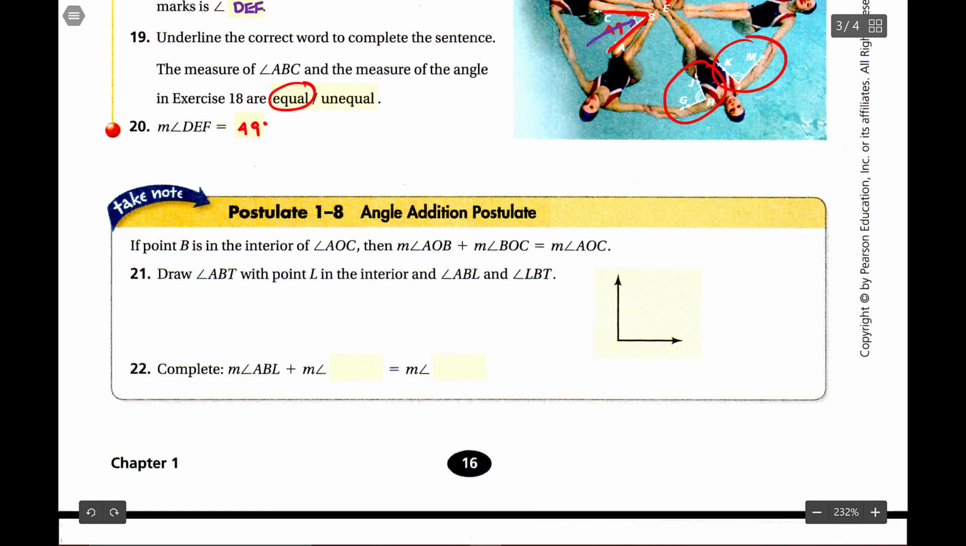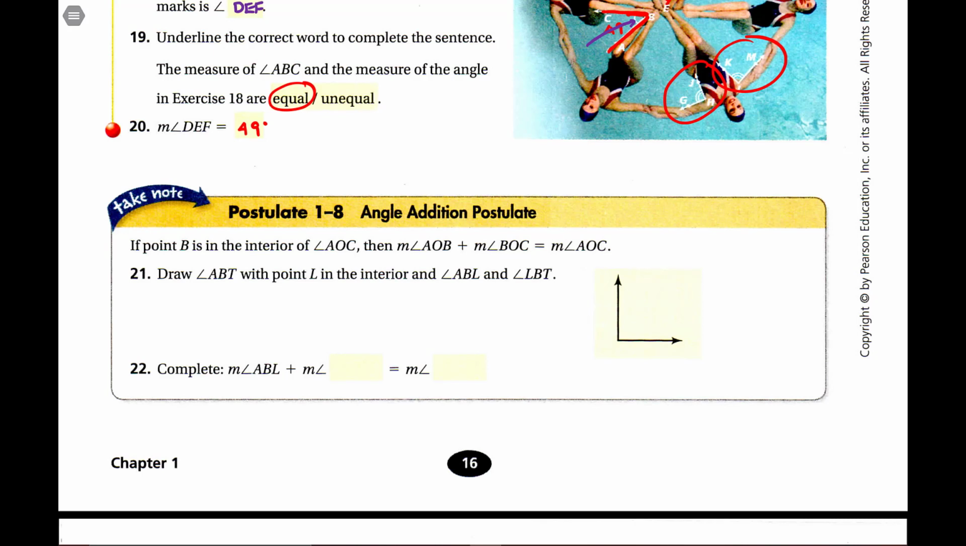The angle addition postulate. So this goes back to questions 11 through 15, where I did the subtraction from 180 and came up with the angle measure, even though it wasn't expressly given to us. With the angle addition postulate, if point B is in the interior of angle AOC, then the measure of angle AOB plus the measure of angle BOC is equal to the measure of angle AOC.